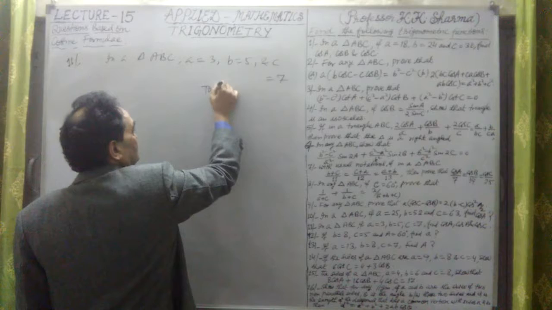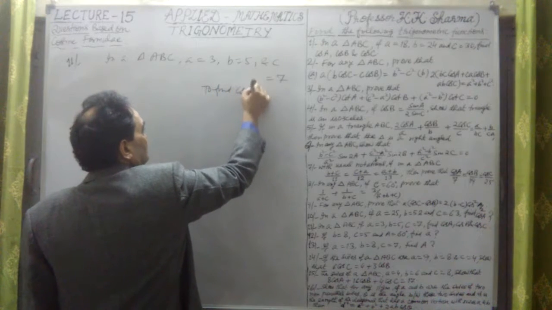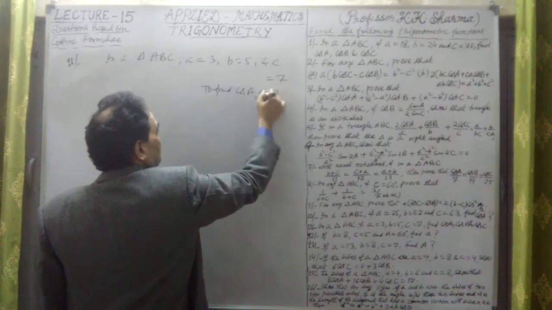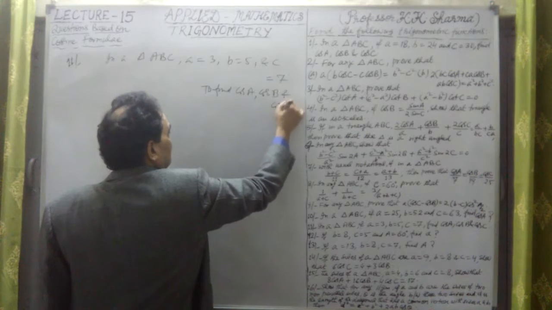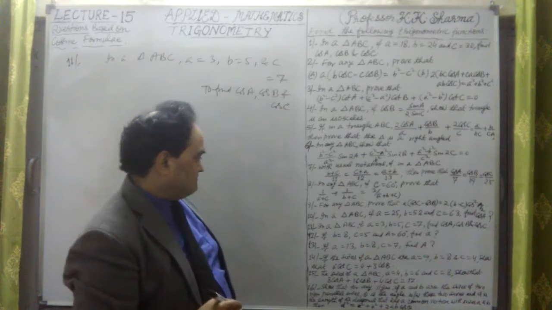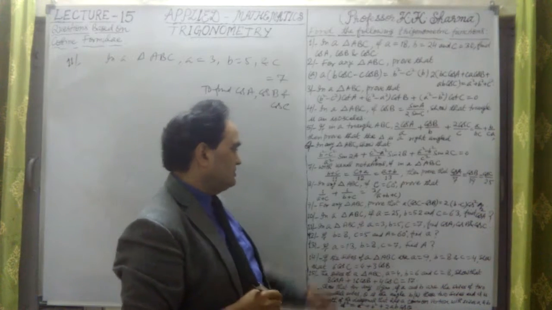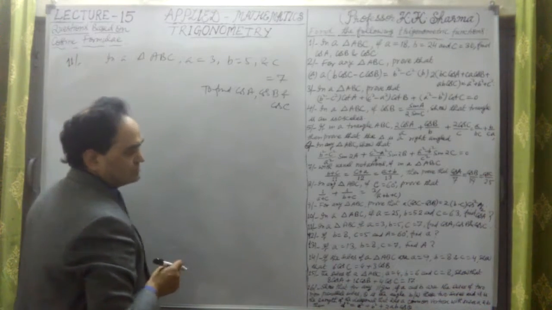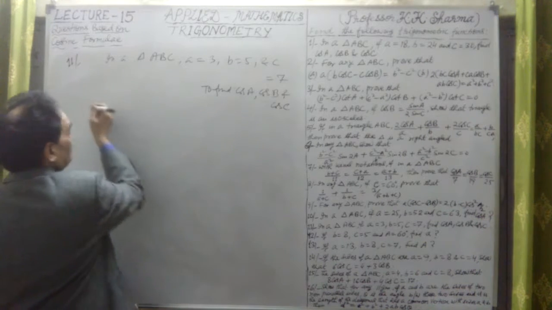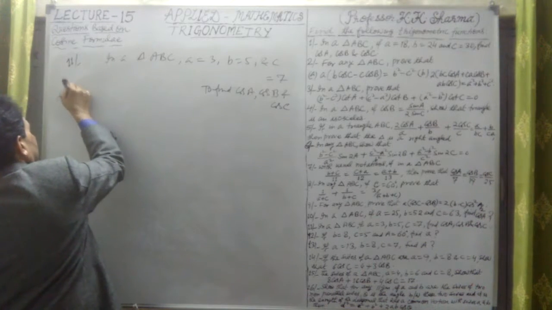To find cos A, cos B, and cos C, all these three. Okay, questions are calculated. Now A is 3, B is 5, C is 7. No doubt. Let us solve it. So, solution.